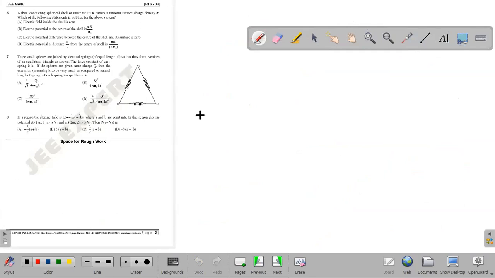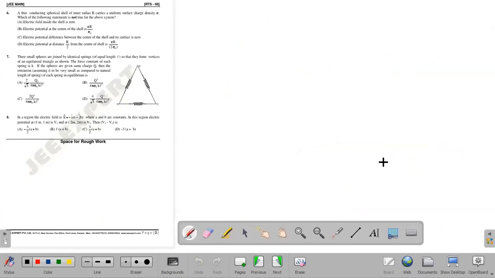Now, next is the sixth question, in which we have a thin conducting spherical shell. Again, notice that it is a conducting shell of inner radius capital R, carries some charge density sigma. Which of the following is not true for this system? Electric field inside the shell is 0. This is a perfectly true statement, because we are talking about a conducting shell, and for any uniformly charged conducting shell, the electric field inside that shell will be 0.